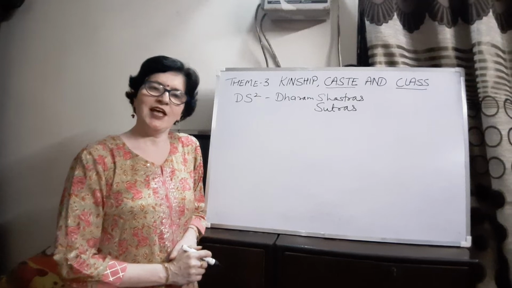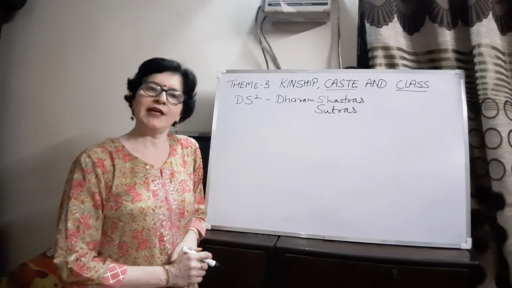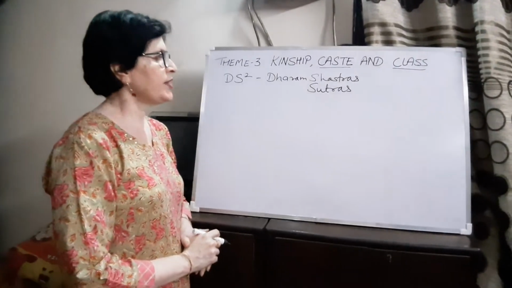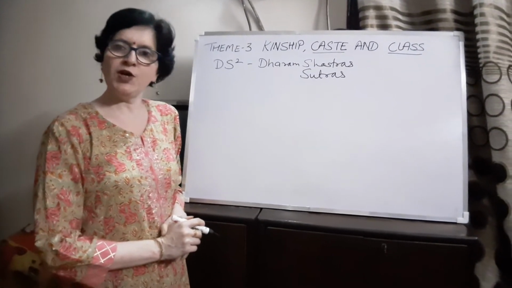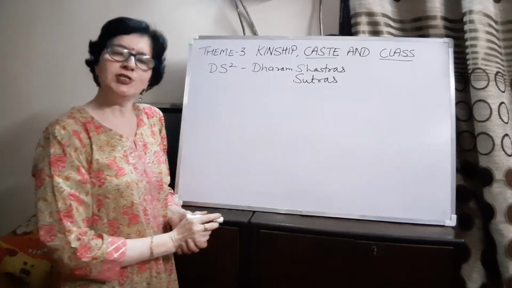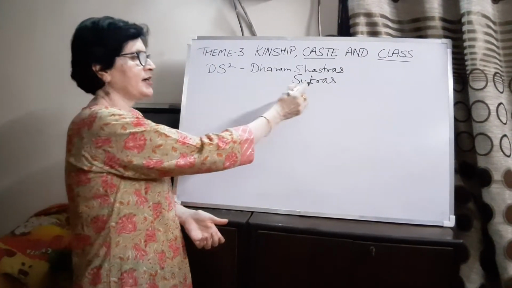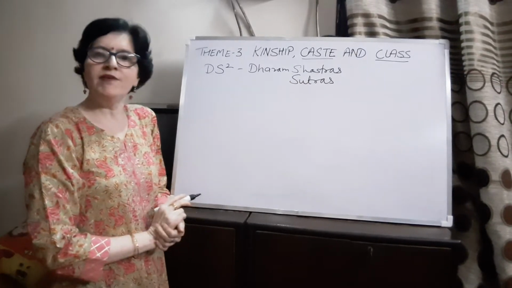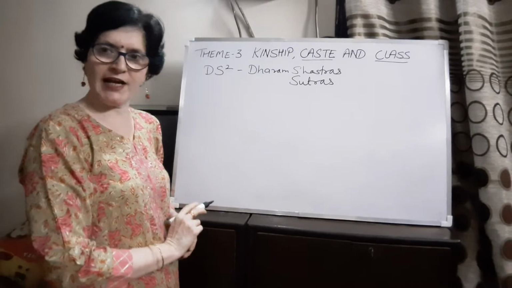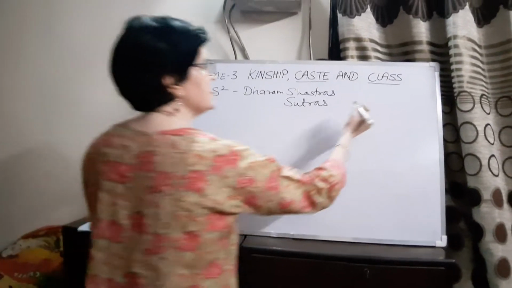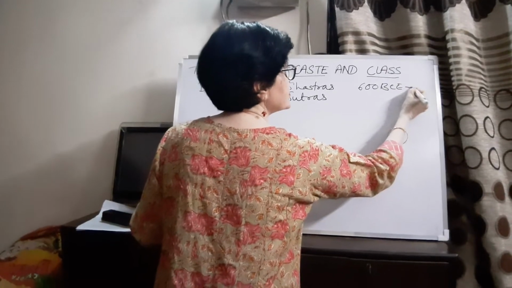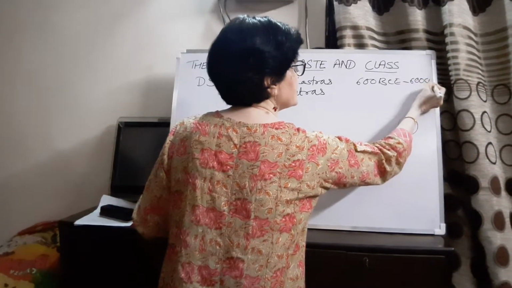Friends, in my last video, I took theme 3 and the topic was kinship. Today I am taking the next two topics of the same theme, that is caste and class. According to our Dharma Shastras and Dharma Sutras, we have various rules and codes for the society at that time, that is 600 BCE to 600 CE.